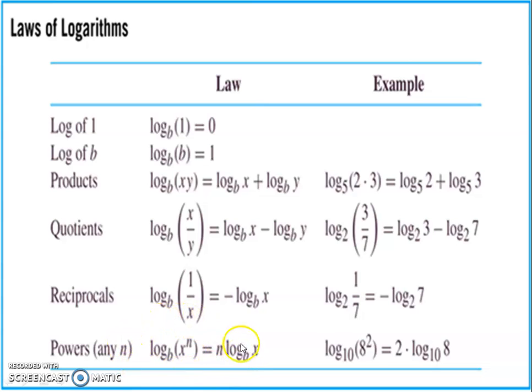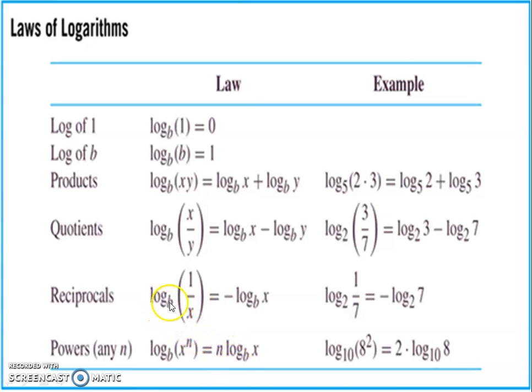From this power function law of logarithm, we derive the reciprocal law. How? We know that 1 upon x we can write as x raised to minus 1. So it goes to minus 1 in index form. That's why n is equal to minus 1. We have to use this term.